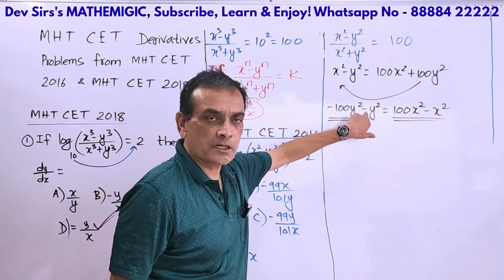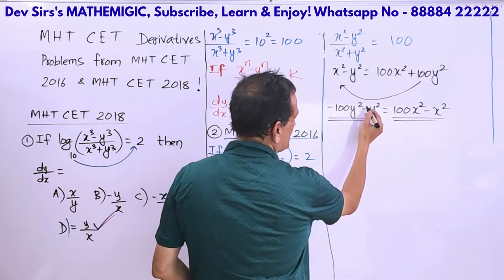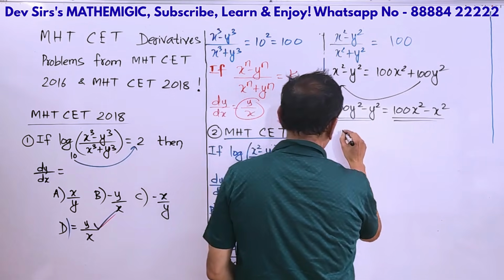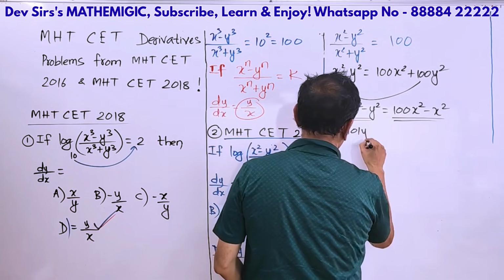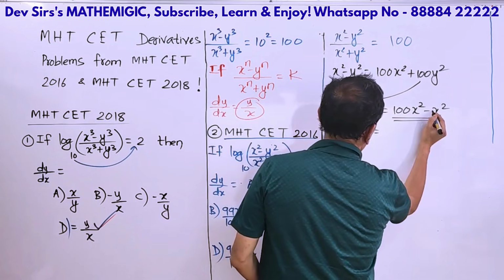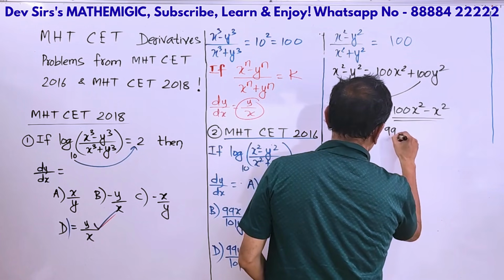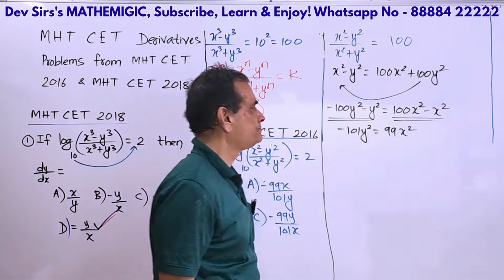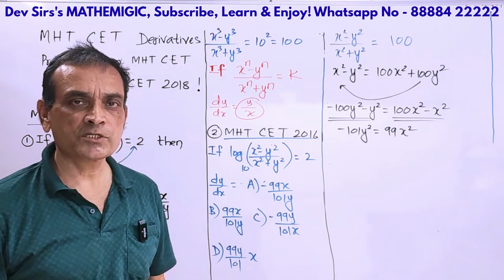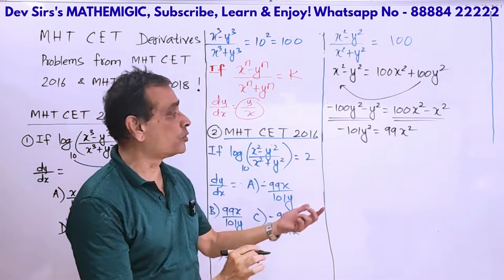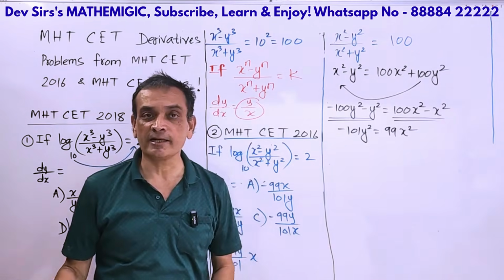-100 -1 is -101 y squared. 100 -1 is 99x squared. Differentiate with respect to x. Now I'm not going to write it on the board. Differentiate with respect to x. कोई देखने वाला नहीं है.